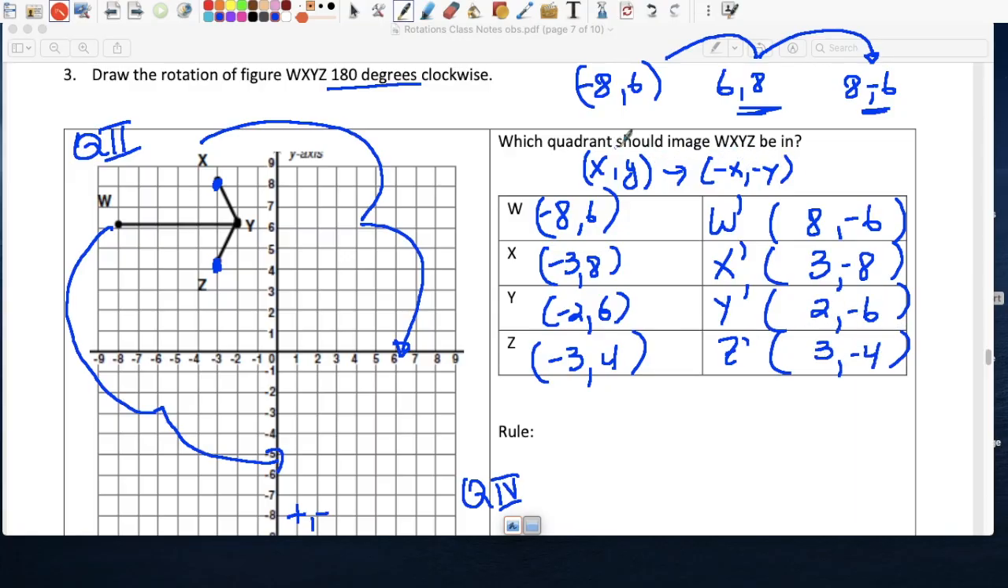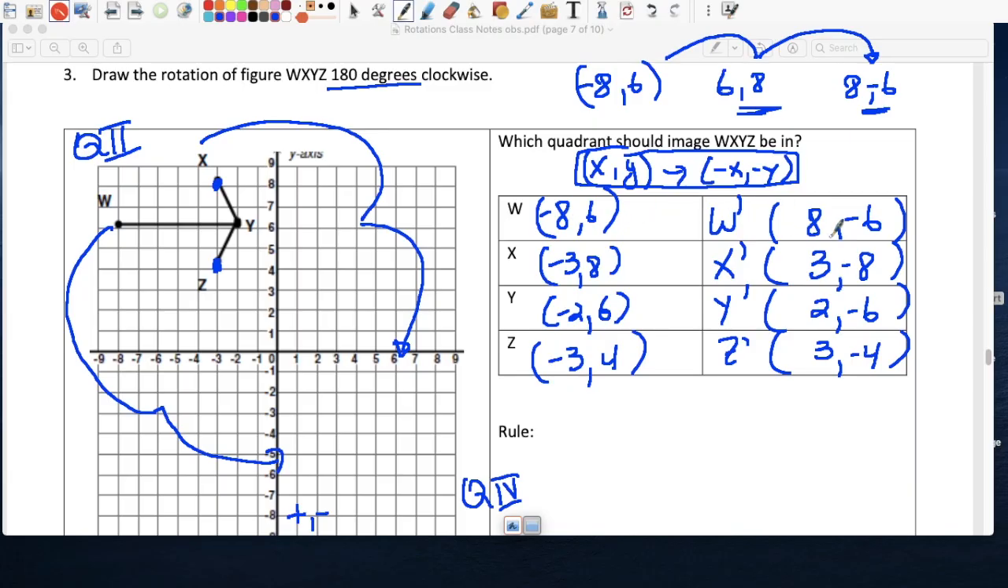Again, if you can remember this, that's the rule for a 180 degree rotation. You change the sign of the x coordinate and y coordinate, whatever they were, just change it to its opposite.